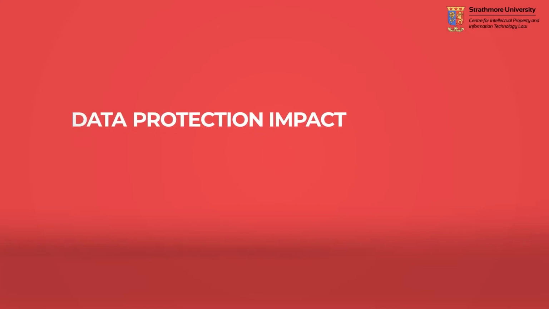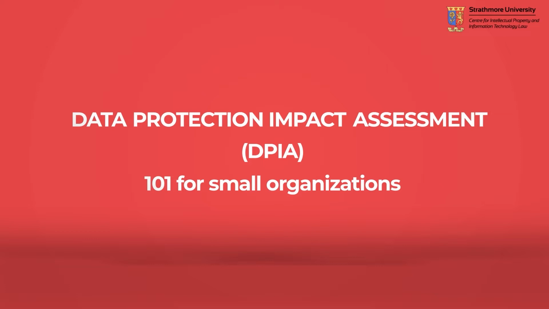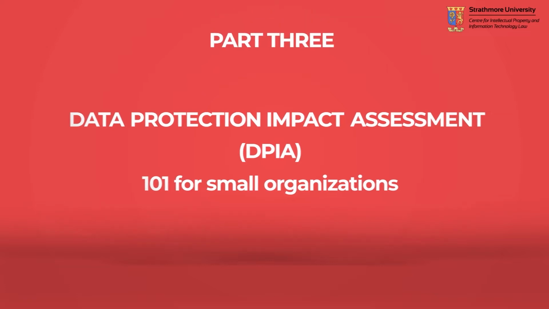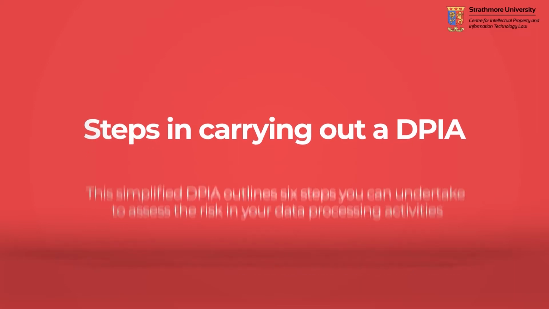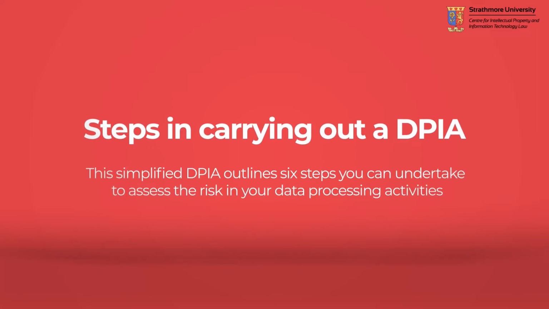Data Protection Impact Assessment, DPIA 101 for small organizations. Part 3. Steps in carrying out a DPIA. This simplified DPIA outlines 6 steps you can undertake to assess the risk in your data processing activities. The steps are as follows.